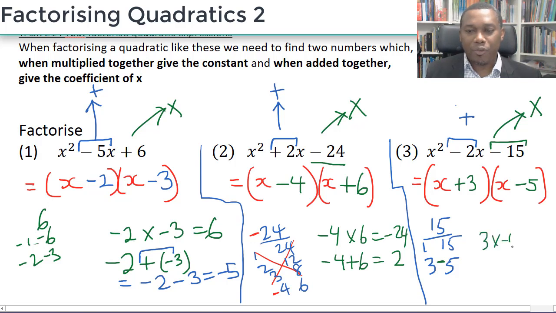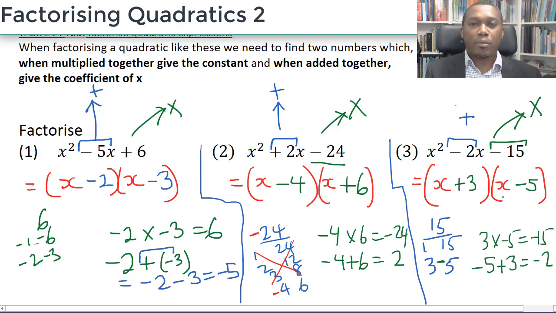3 times minus 5, we know that's minus 15. The signs are different, so it's negative 15. And if you do the addition, actually, let me write it the other way. If I start at minus 5 and I add 3, I'm going up, but I'll never get to 0. I'm just going to get up to minus 2, which is what we want. So your factors are plus 3 and minus 5.